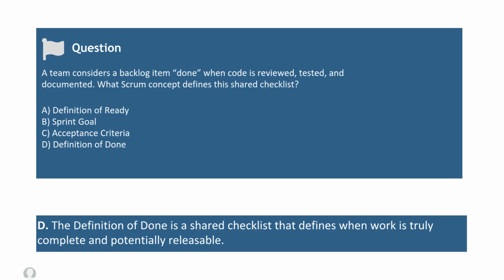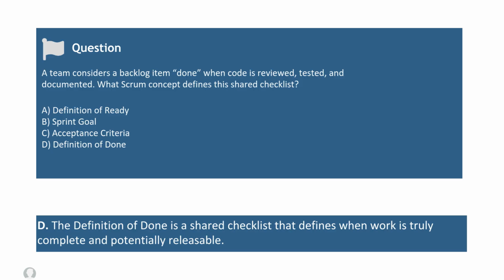Option C, acceptance criteria. This one is tempting because it does describe when work is acceptable, but acceptance criteria are specific to one user story item, written by the product owner to describe what that particular story must do. They're not the team's shared, reusable checklist across all work, so C is not the best answer. That leaves us with option D, definition of done, and that's our correct answer.